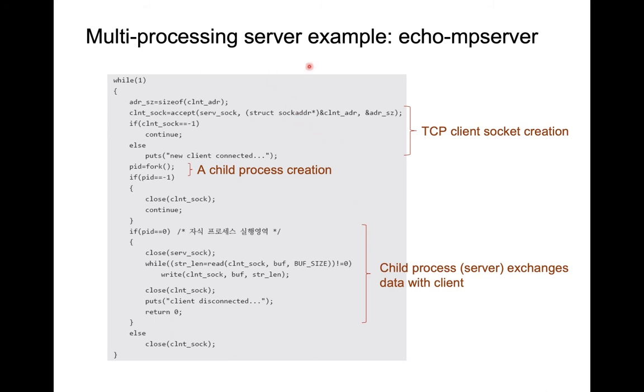So, the multi-process server example. Here is the Echo MP server example. The server is accepting a request coming from the client, and if there is no client, then you just close the client. But if there is a client, then create a child process for the client by using fork. And once the child process is created, if the PID is -1, which means that no child process was created, then again close the client socket. But if the child process is created, then close the main server socket.